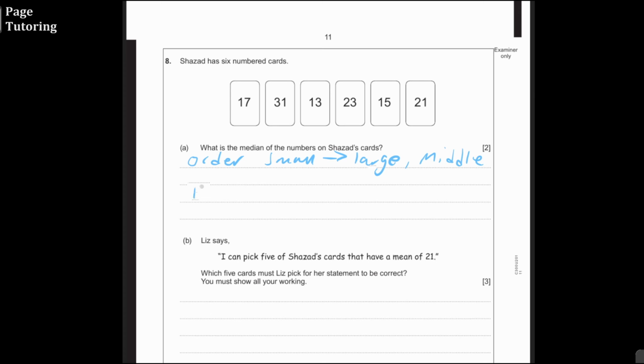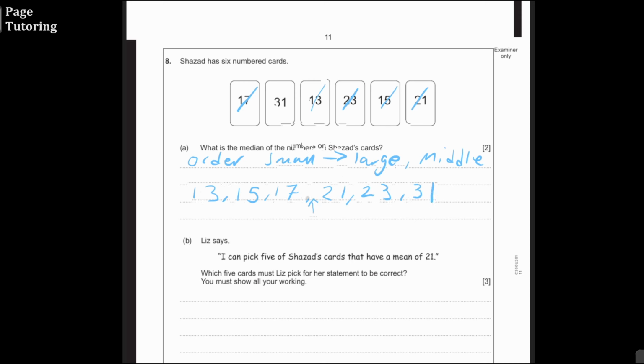So the smallest one is 13, then 15, and feel free to cross them off as you write just so you can keep track. It's 13, 15, 17, 21, 23, and 31. Okay, well they're all in order now. So which one's the middle?